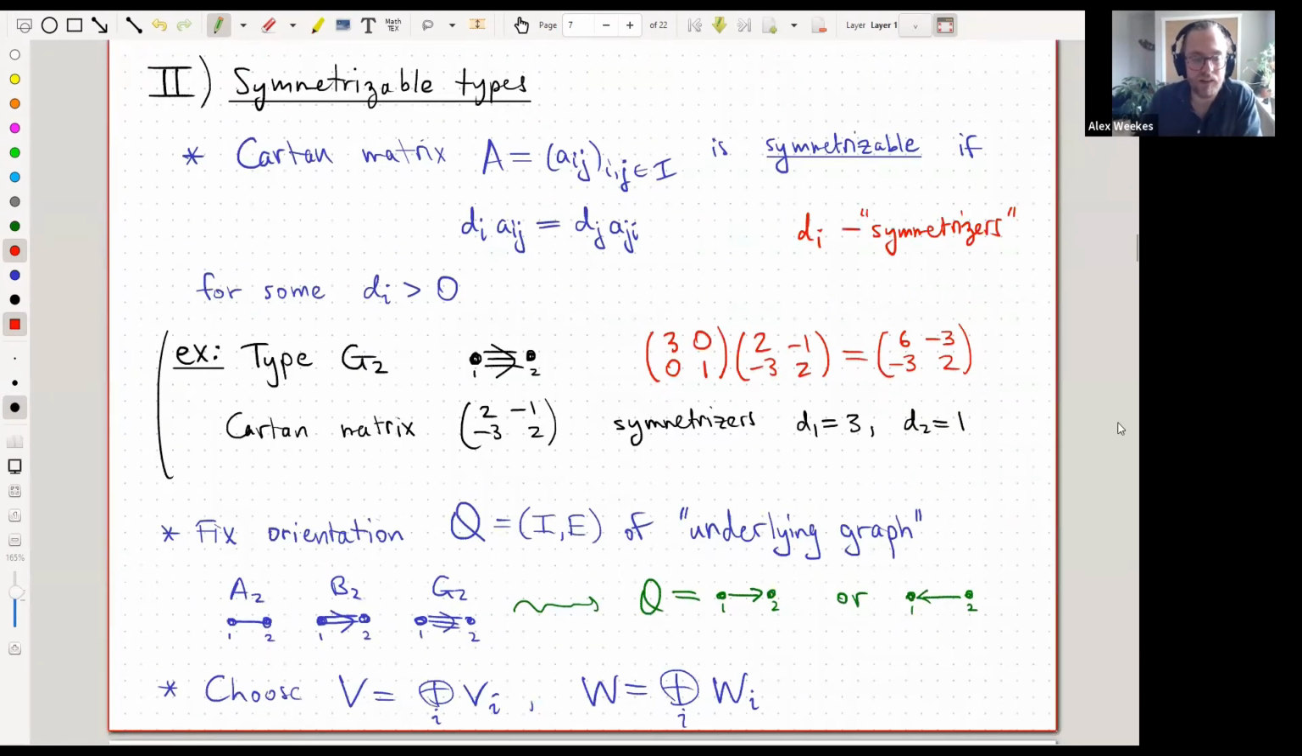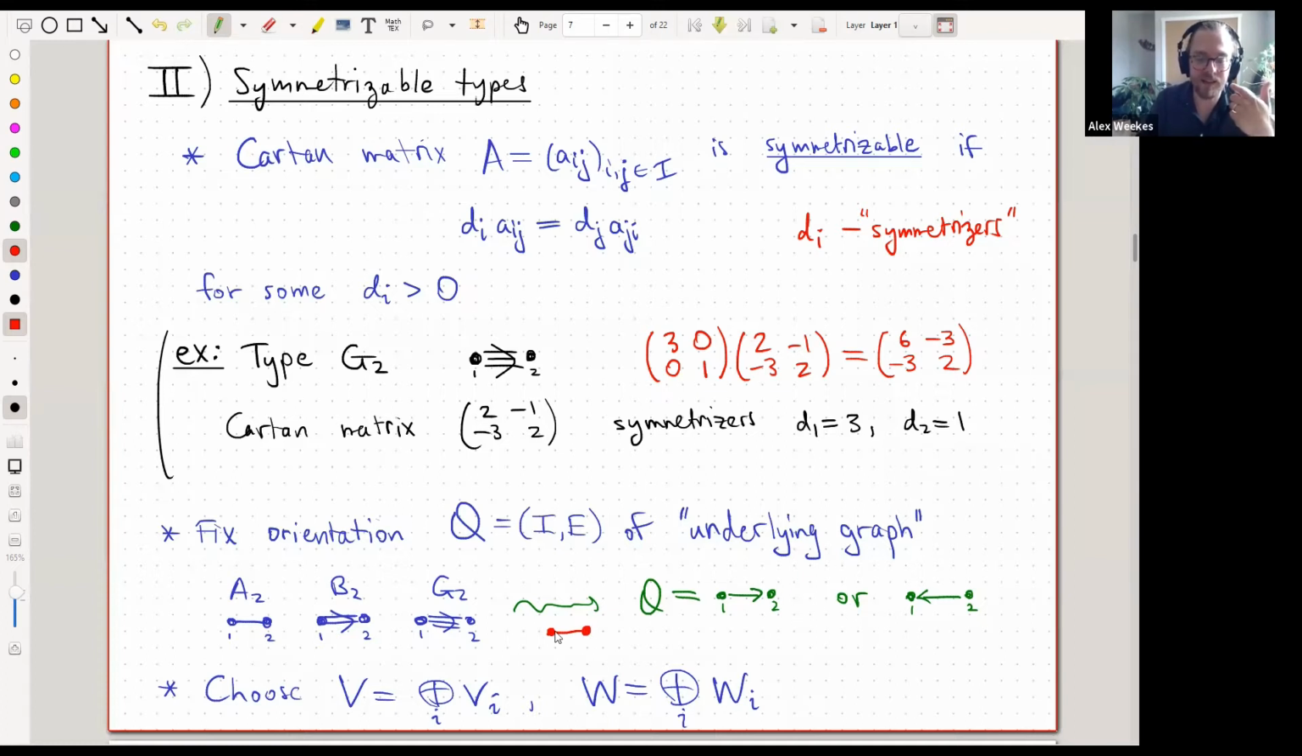Okay, so what else do we need to do? Well, we somehow need to choose an orientation of what I will just loosely refer to as the underlying graph. I don't want to get into the full combinatorics. It's not really that complicated, but just to say that, for example, if we look at A2, B2, and G2, these Dynkin diagrams have a lot of arrows and information, but from the point of view of this construction, all that we want to know is somehow an underlying graph, which is to say these all kind of look like this, right? And so we have an orientation either left or right.